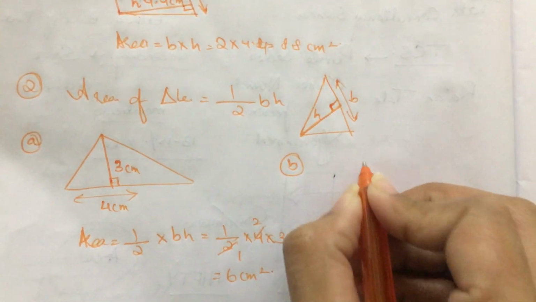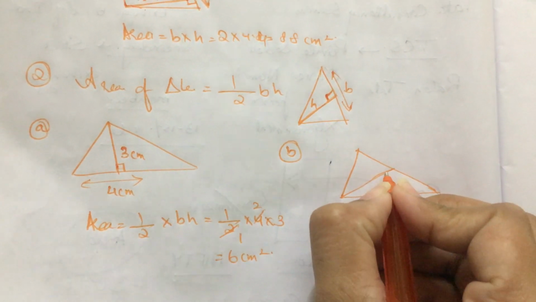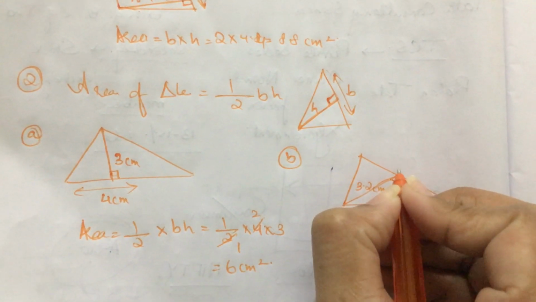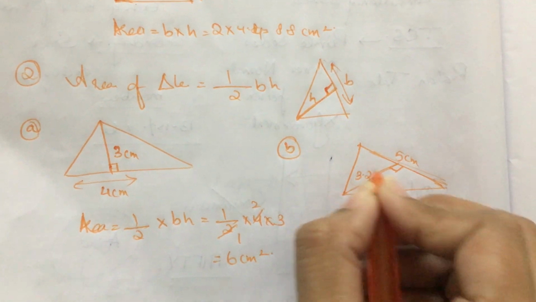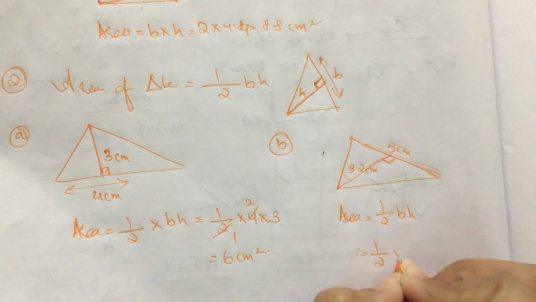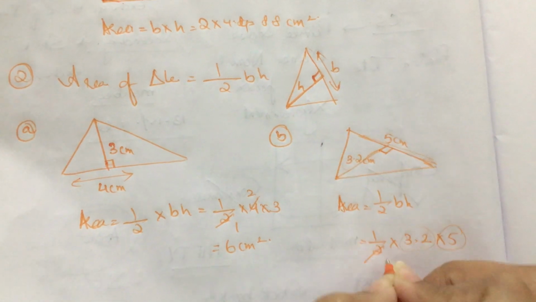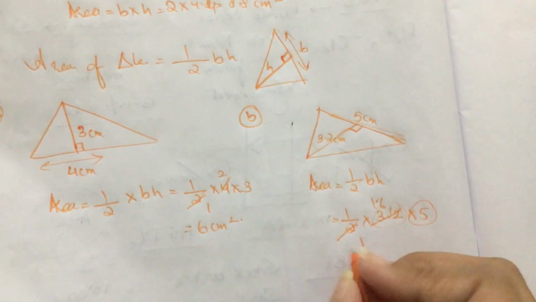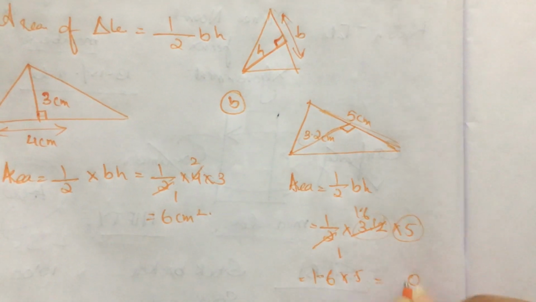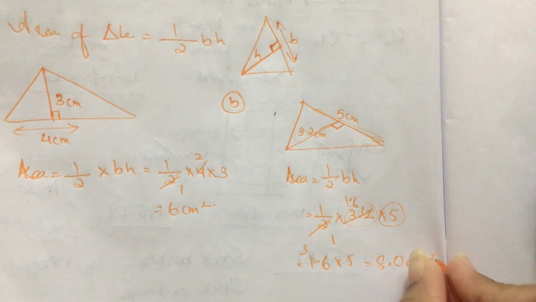Going with the B figure, they have given me a triangle, and they have given this as the height. So this is 3.2 centimeters, and this is 5 centimeters. So this becomes the base and this becomes the height. So area is equal to half base into height, which is half into base 5 and the height is 3.2. Half of 3.2 is 1.6, so 1.6 times 5 is what you're supposed to do. That becomes 5 sixes are 30, 5 ones are 5 plus 3, 8. 8.0 centimeters square will be the units for it.